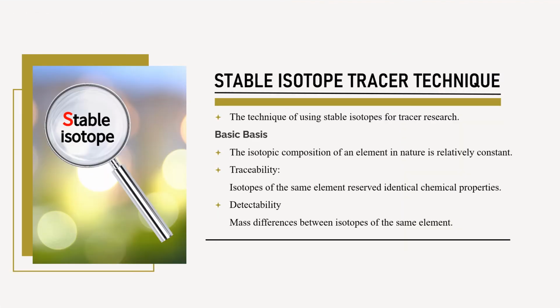The stable isotope tracer technique is used in various tracer studies, which relies on three basic principles. The first relates to the isotopic composition of an element in nature being relatively constant. The second is that the isotope of one element is chemically identical and has tracer properties. The third refers to the mass differences between the isotope and that same element, and such differences in physical properties are detectable.